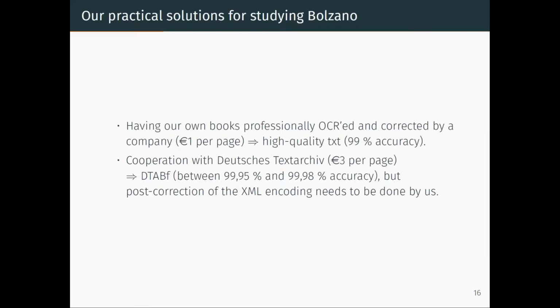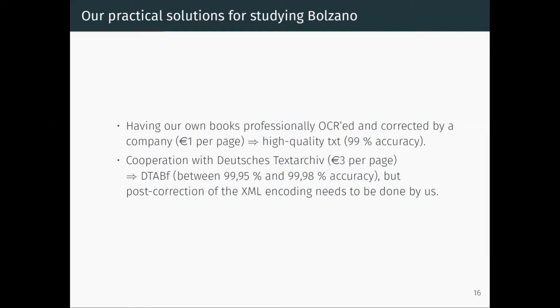They have a lot of German text online, openly accessible, but only very few of the ones that we are interested in. So we are trying to start a cooperation with them, so that we pay some money to have our text processed in their procedure and then put online and made openly accessible.